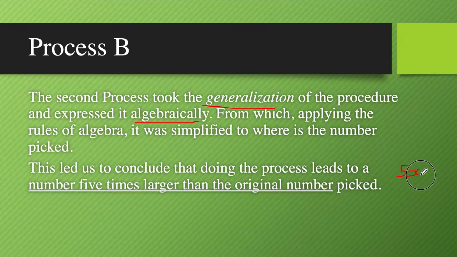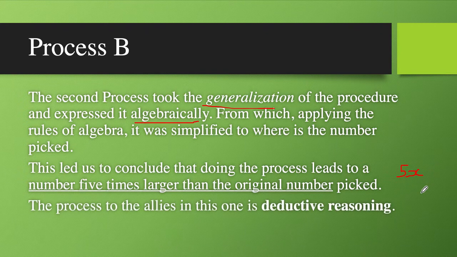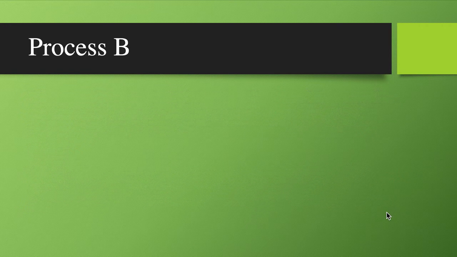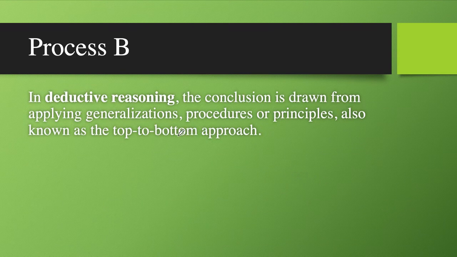The process in this one is what we call deductive reasoning. We start with the generalization and end up with examples we can plug in right after. In deductive reasoning, the conclusion is drawn from applying generalizations, procedures, or principles. This is also known as the top to bottom approach. Again, the conclusion is drawn from generalizations, from the general concept. So this is the top to bottom approach.